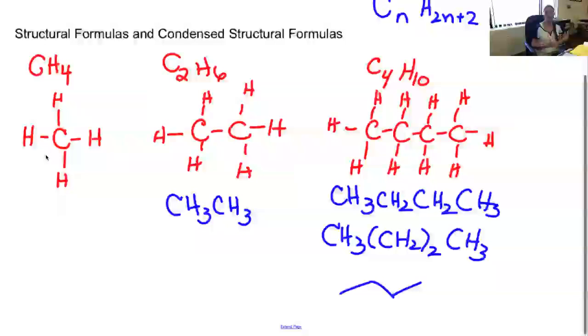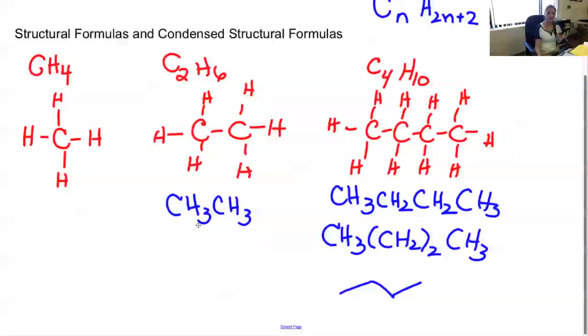Remember, carbon always has 4 bonds. So all these carbons always have 4 lines coming off of them. So if I have 1 carbon, 4 hydrogens, that's how they connect. 2 carbons, 6 hydrogens, 4 carbons, 10 hydrogens. Those are structural formulas. These are condensed structural formulas.